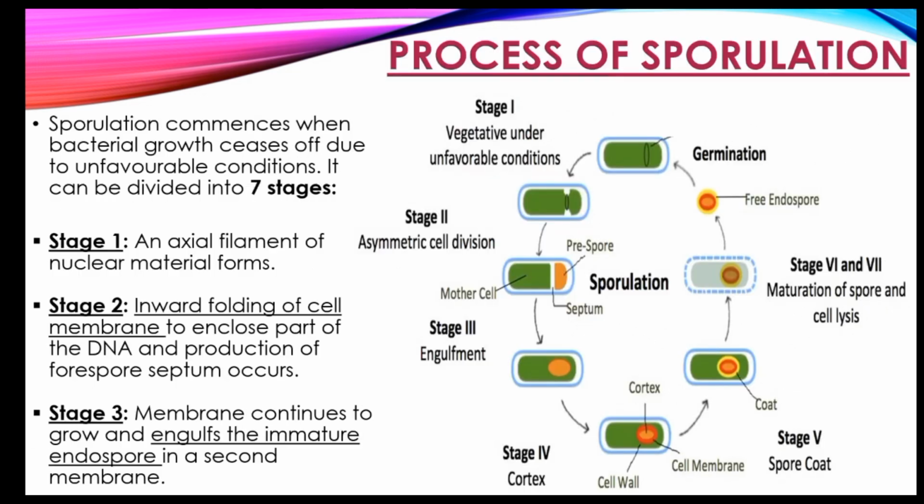Process of sporulation. Sporulation commences when the bacterial growth ceases due to unfavorable conditions. It can be divided into 7 stages. Stage 1. An axial filament of nuclear material forms. Stage 2. Inward folding of cell membrane to enclose part of DNA and production of four-spore septum occurs. Stage 3. Membrane continues to grow and engulfs the immature endospore in the second membrane.